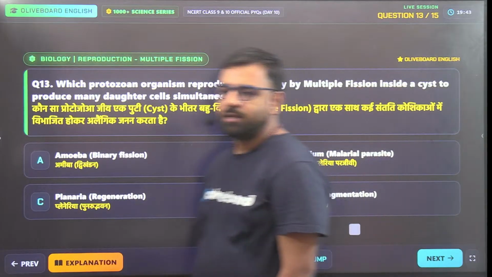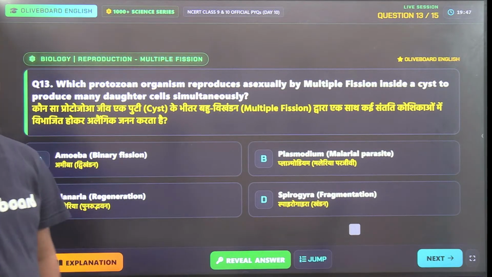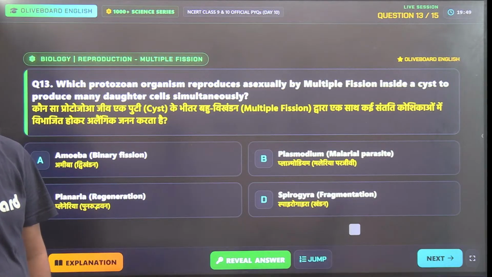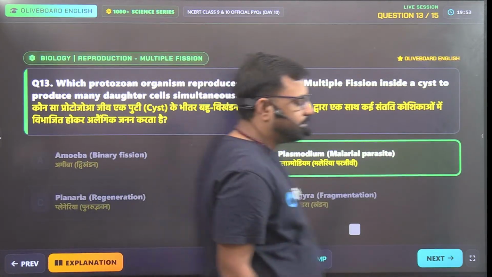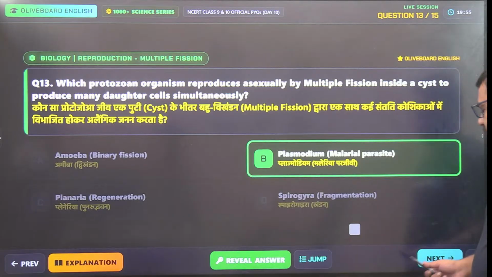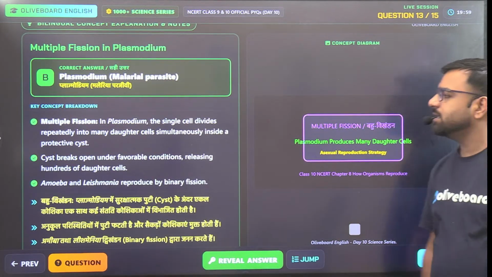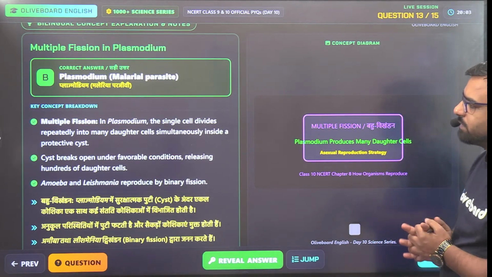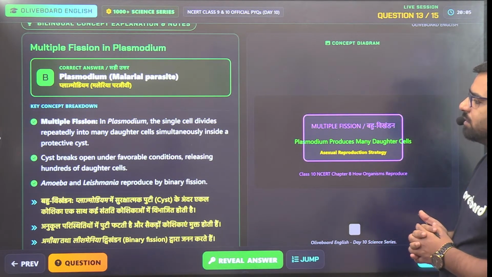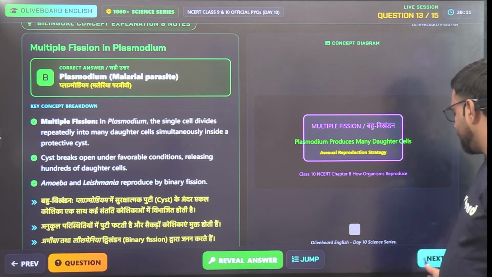Let me check the comments. 12th D. Is it 12th? No, is it 13th? Okay. 13th. Amoeba cannot be the answer. This time the answer will be plasmodium. Plasmodium is the correct answer. Fine. Next. In plasmodium, the single cell divides repeatedly into many daughter cells simultaneously inside a protective cyst. The cyst breaks open under favorable conditions, releasing hundreds of daughter cells. So amoeba and leishmania are produced by binary fission.